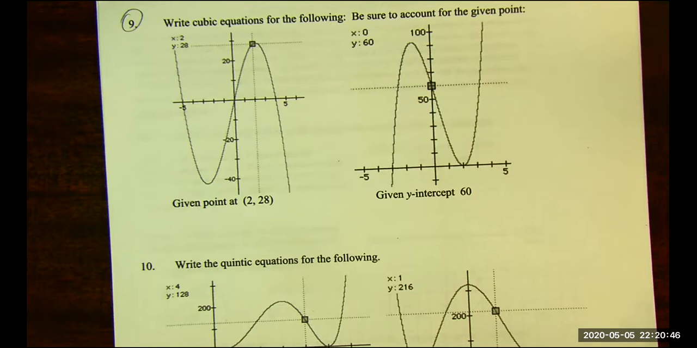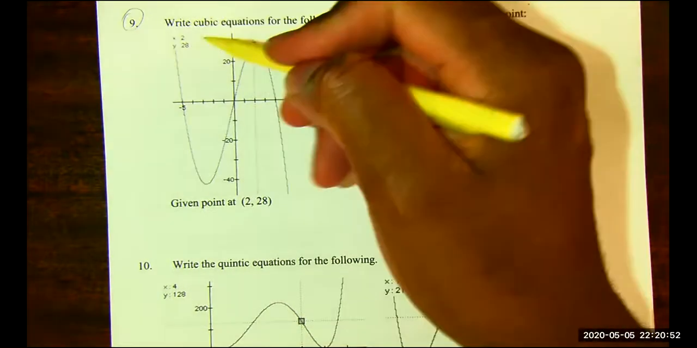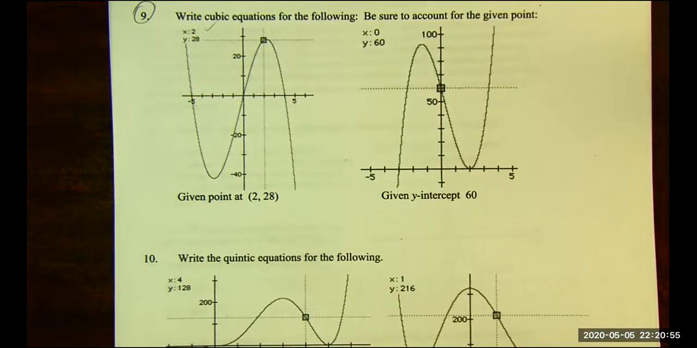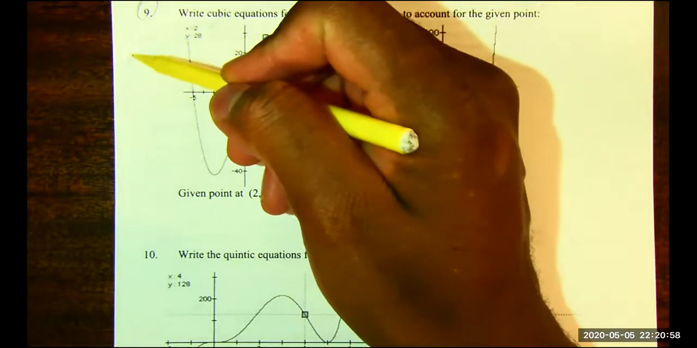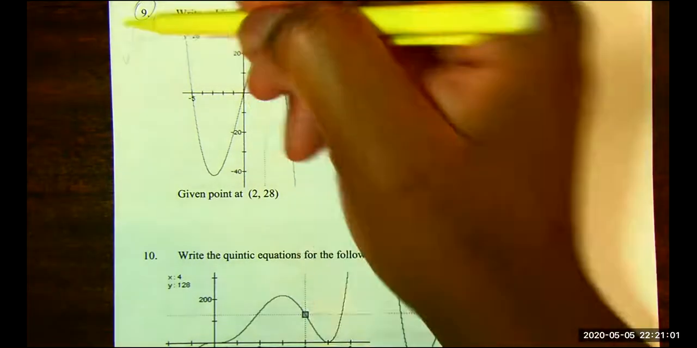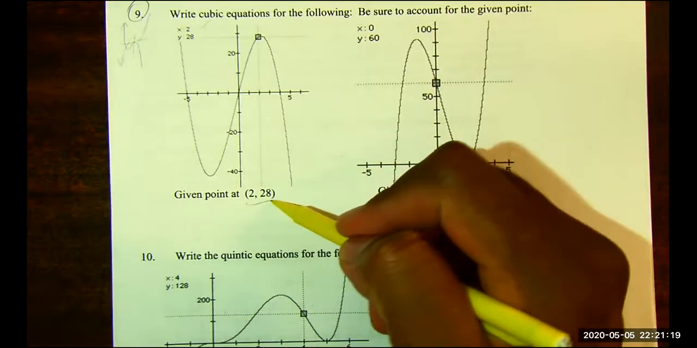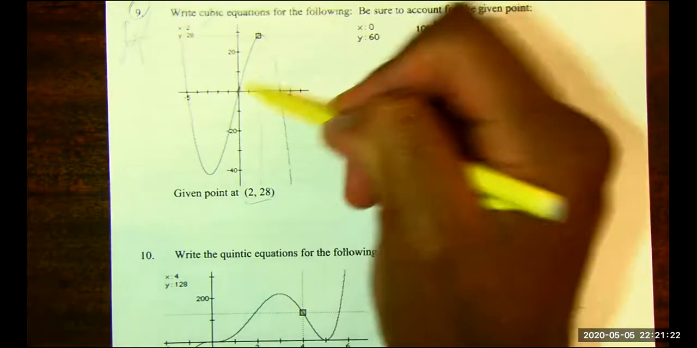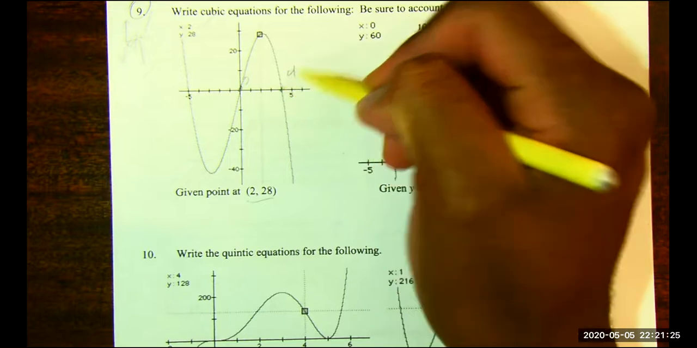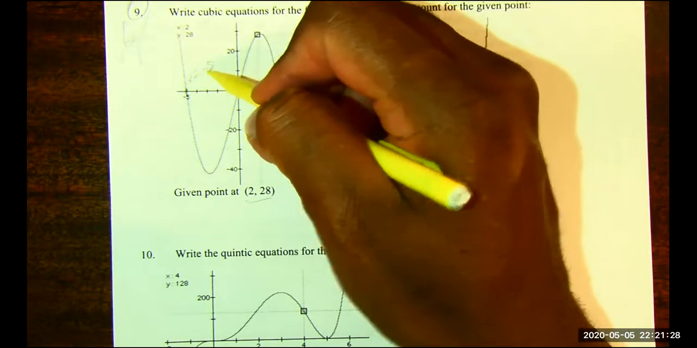Writing cubic equations. Now we're given the graphs, so I'm going to write cubic equations based on these graphs. Make sure to account for the given point here. It's some sort of cubic because in my mind I have an image of the parent function, except it looks like the parent function was reflected over the y-axis. So that means there's a negative sign in front of one of the x's, probably just one. Given points, we know there's 3 roots: a root at 0, a root at x equals 4, and a root at x equals negative 5.